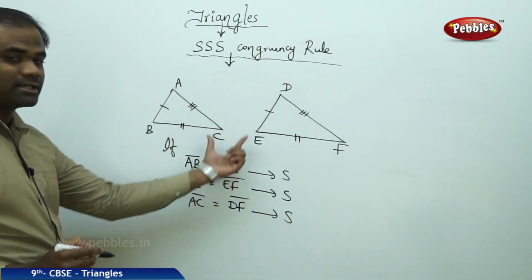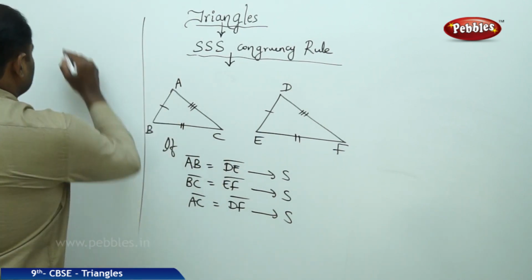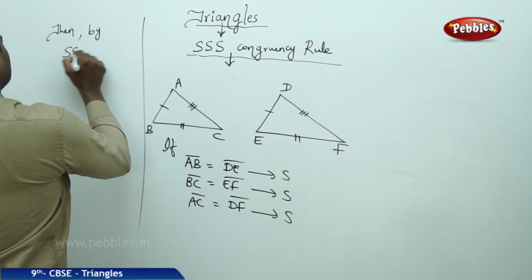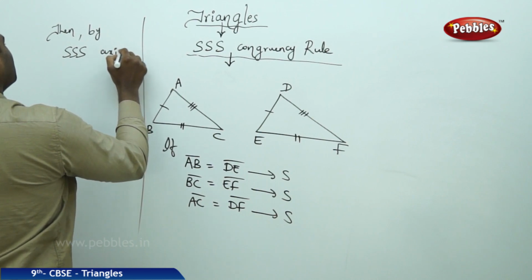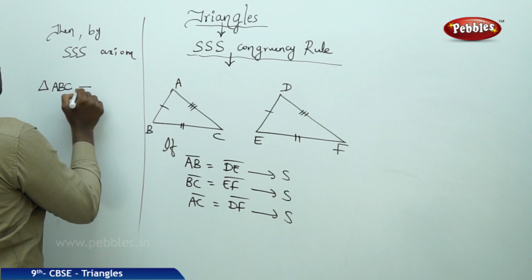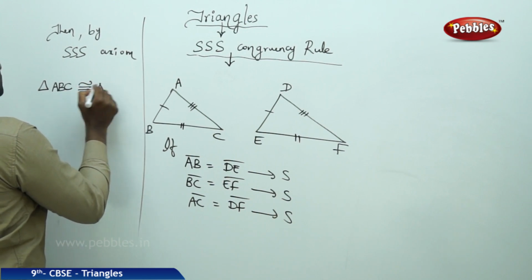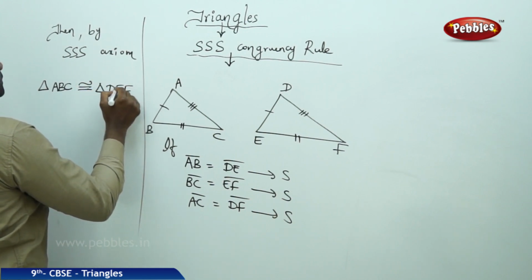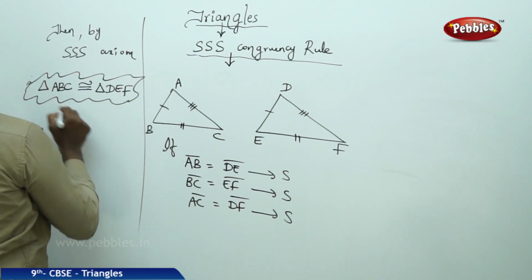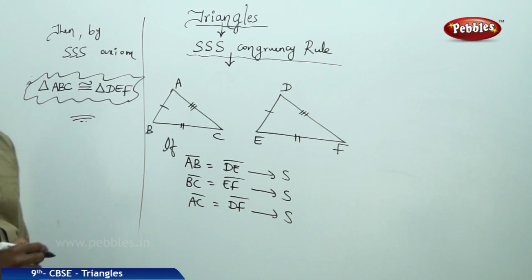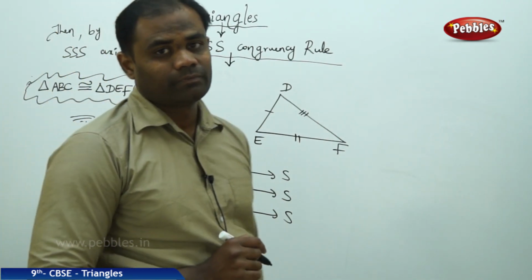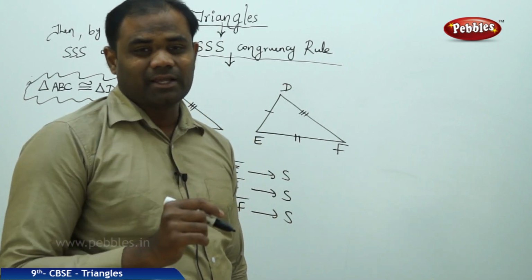So if the corresponding sides are equal, then by triple S axiom, triangle ABC must be congruent to triangle DEF. This is how I understand the two triangles being congruent through the side axiom.